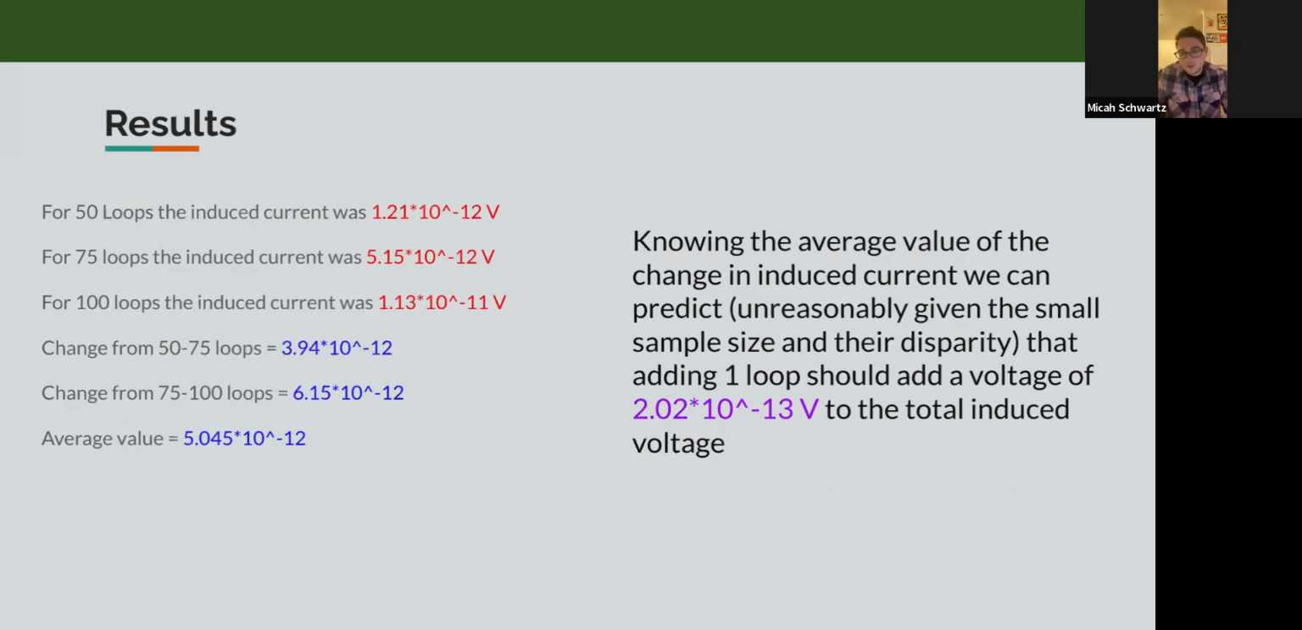Knowing this, we can predict, with a decent amount of uncertainty because of the difference in them, that adding one loop should add a voltage of 2.02 times 10 to the negative 13 volts. So we could predict 125, 150, 175, or even a couple different values because we know that average value and how much it should add.